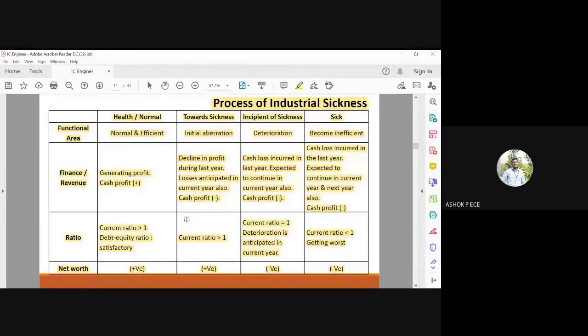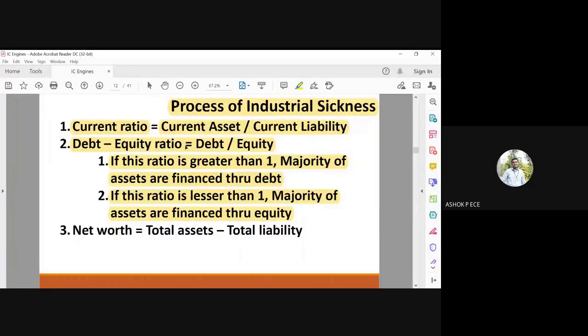So the debt to equity ratio is expected to be very, very low. You have to have this debt to equity ratio very, very low. So rather than getting everything financed through debt, you finance everything through equity. That should be the safe option for you.